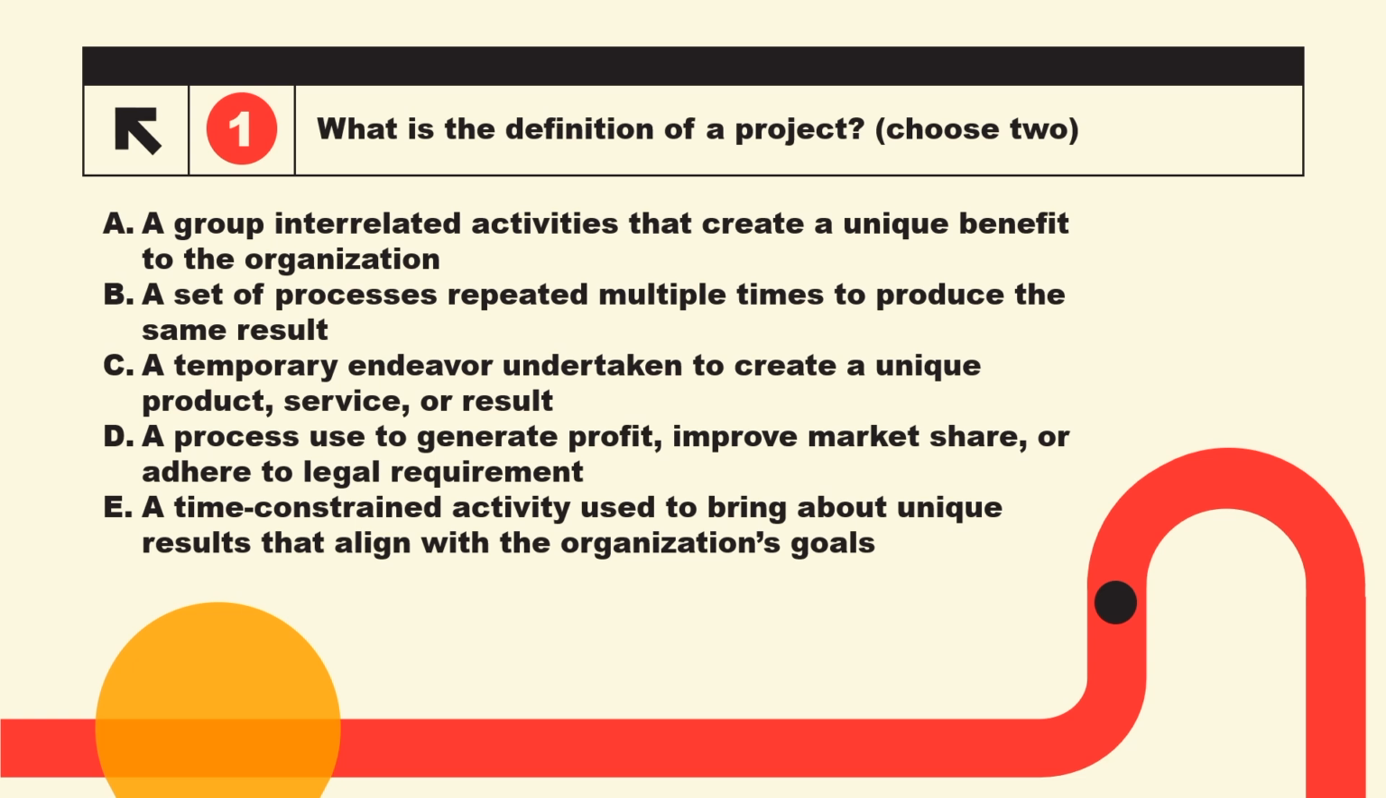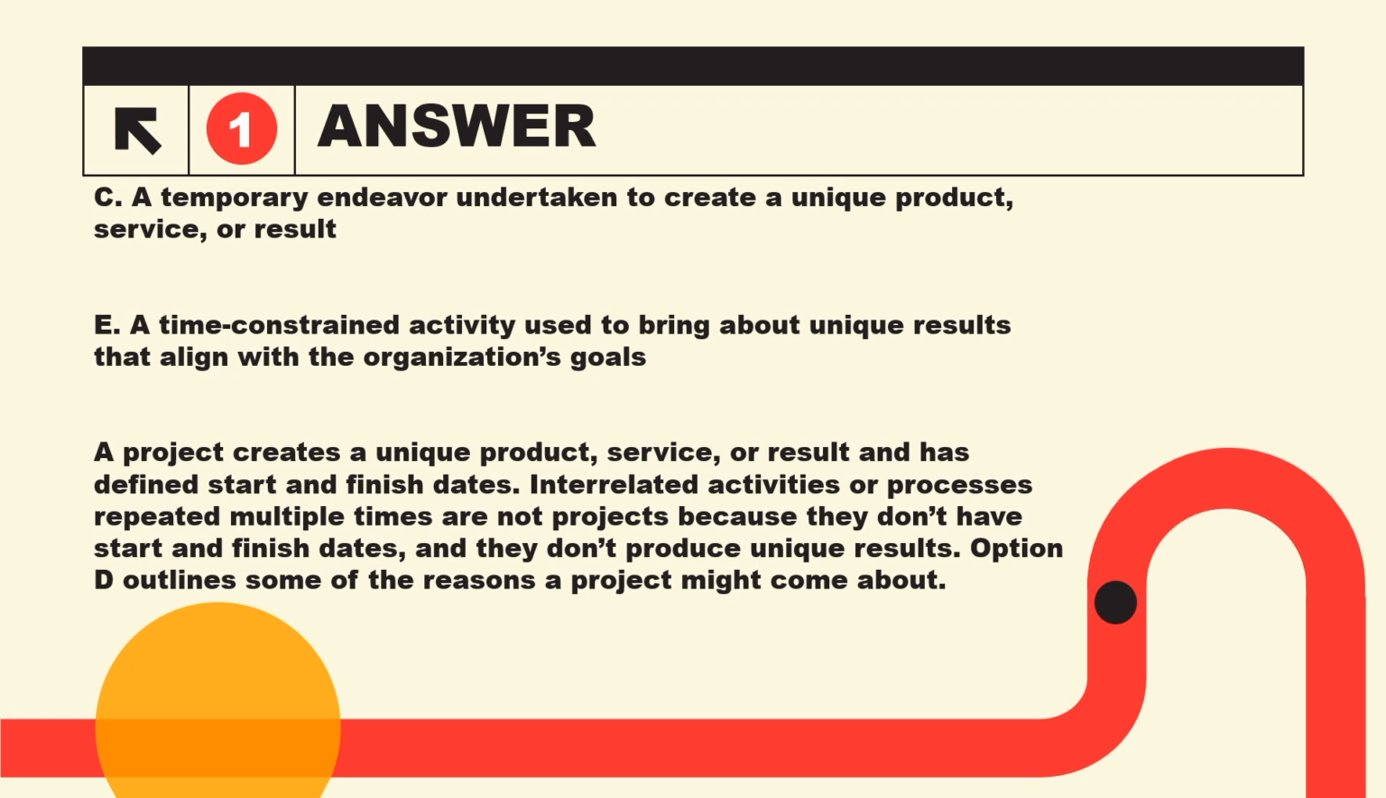D, a process used to generate profit, improve market share, or adhere to legal requirements. E, a time-constrained activity used to bring about unique results that align with the organization's goals. The answer is C and E. A temporary endeavor undertaken to create a unique product, service, or result, and a time-constrained activity used to bring about unique results that align with the organization's goals.